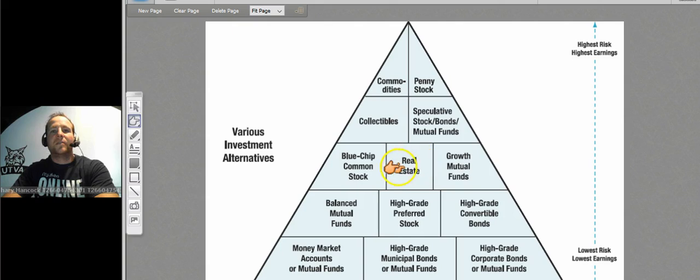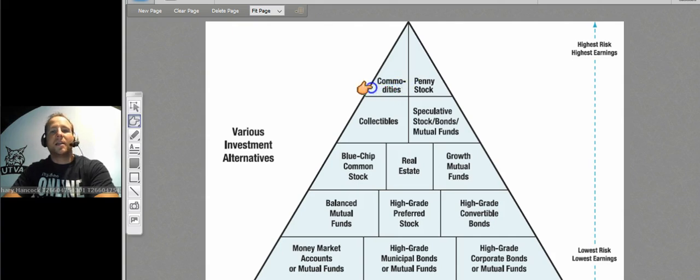Real estate is a little bit of risk here. Growth mutual funds, collectibles, so your antiques, classic cars, you never know. Speculative stocks and mutual funds. And then commodities and penny stocks. So penny stocks and commodities.